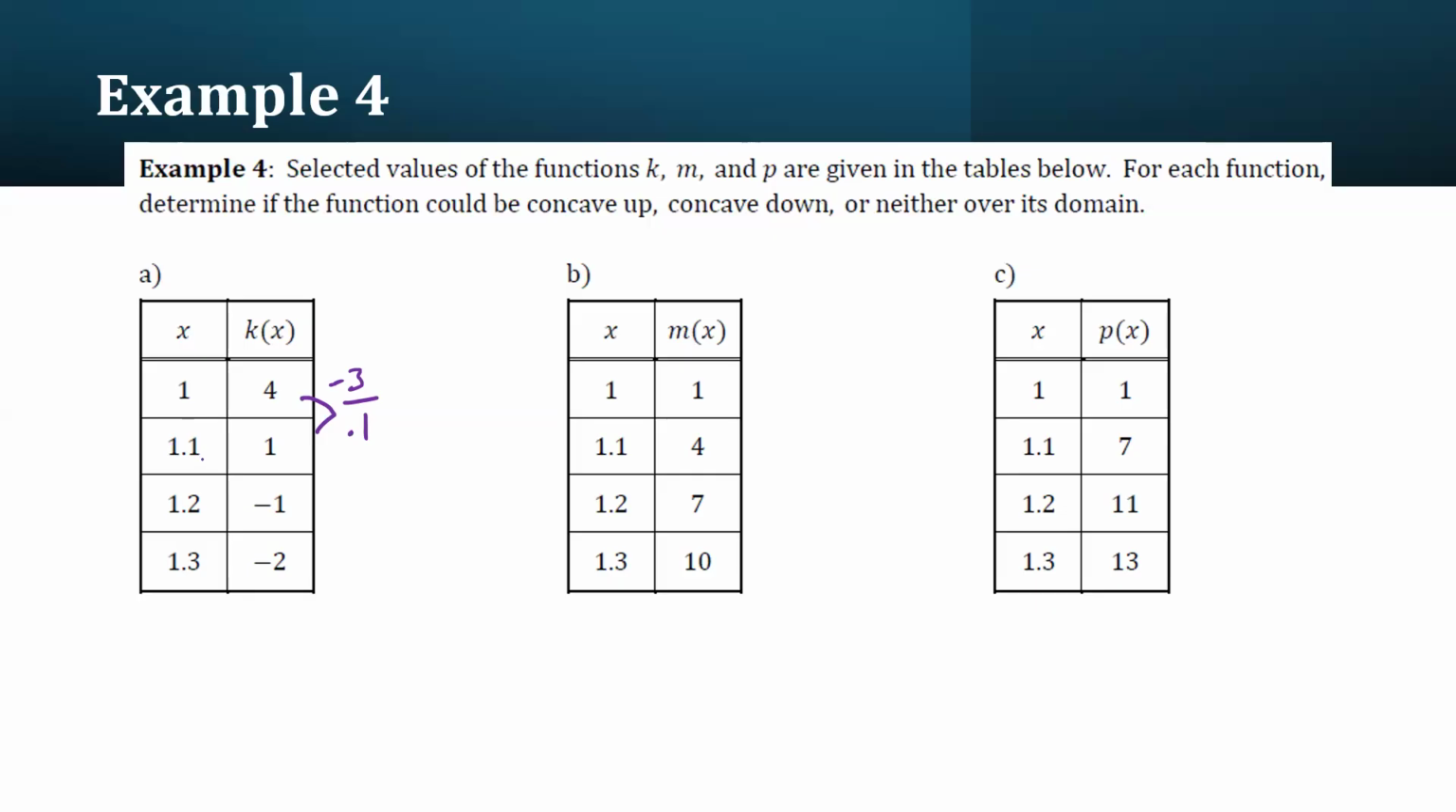0.1. If you have a dollar 10 and you spend a dollar, you're left with 10 cents, right? Okay, and then we have 0.3 divided by 0.1, which equals negative 30.